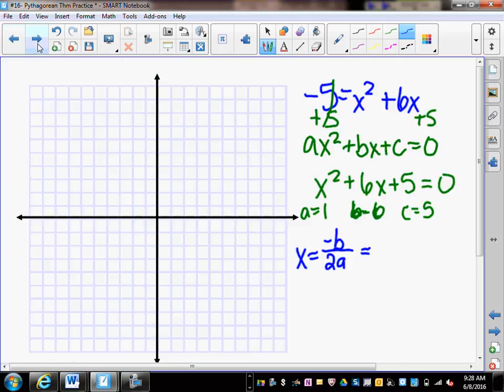Okay, so opposite of 6 would be negative 6 over 2 times 1, which gives me negative 3. All right, so that's my axis of symmetry. Draw that in.